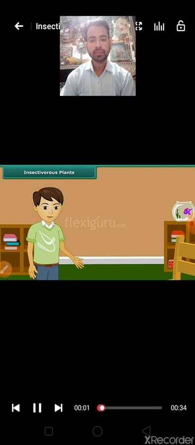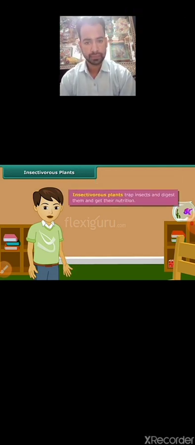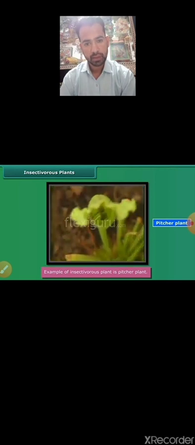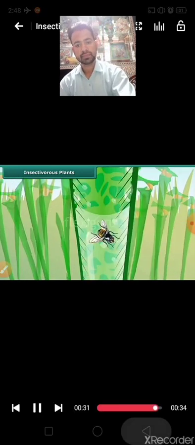The next category is of insectivorous plants. There are a few plants which can trap insects and digest them and get nutrition. For example, pitcher plants. Actually, these plants can synthesize their own food by photosynthesis, but they grow in nitrogen deficient soils, so such plants fulfill their nitrogen requirement by eating these small insects and hence are called insectivorous plants.